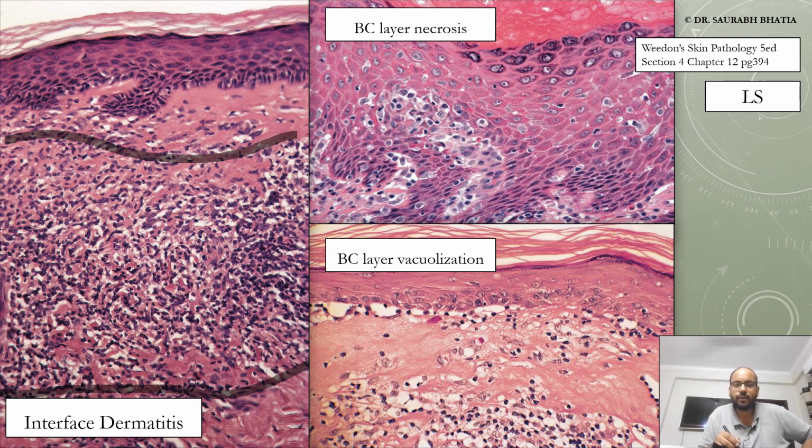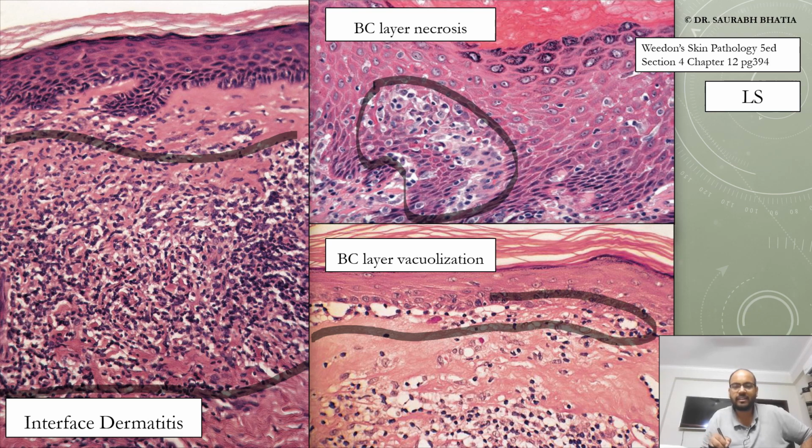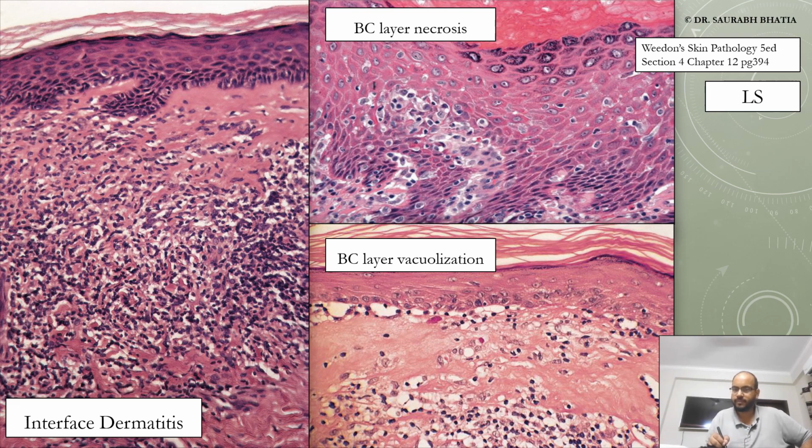You have basal cell necrosis. If you look here, here is basal cell necrosis and basal layer vacuolization. Look at this. You can see those little holes at the level of basal layer. This is nothing but basal layer vacuolization. Okay, so you see these features in lichen sclerosis. Let's move forward.